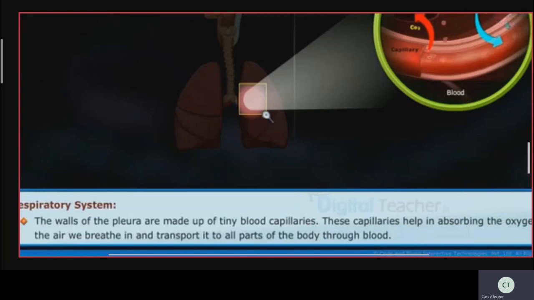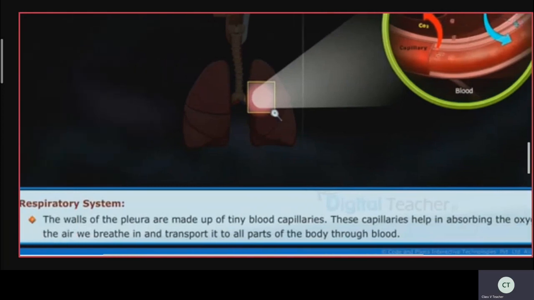These capillaries help in absorbing the oxygen from the air we breathe and transport it to all parts of the body through blood. See children, each part of the body will have the oxygen. If the oxygen levels are less, what happens? The body cannot function properly. So the blood carries oxygen to all parts of the body. That is important. Please try to know, children. This video is recorded only. Listen twice, thrice, and please understand this properly, children.